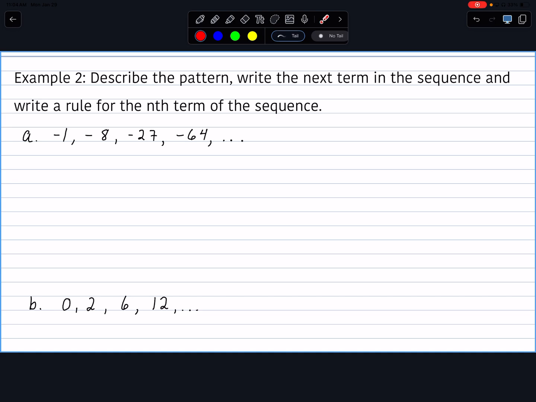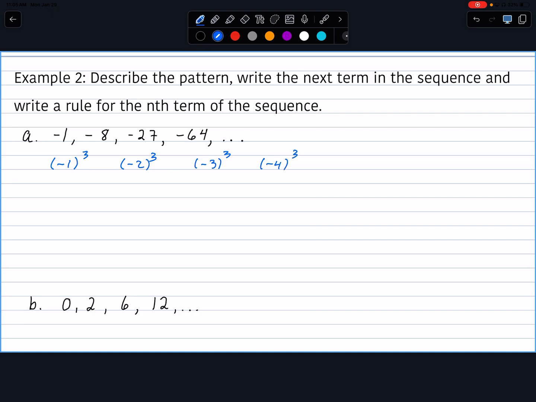So, just to rewrite it, I could write -1 as -1 to the 1. I could write -8 as -2. Sorry, I meant cubed. I said perfect cubes, so let's do perfect cubes. So I could write -1 as -1 cubed. I could write -8 as -2 cubed. I could write -27 as -3 cubed. I could write -64 as -4 cubed.